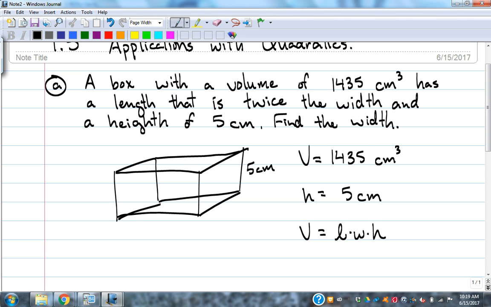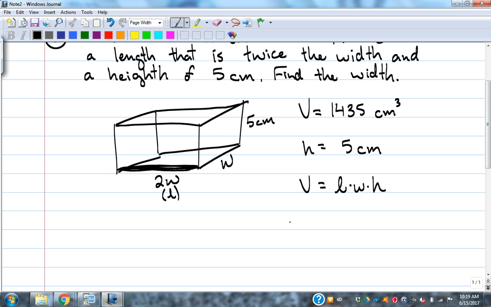The length is twice the width. So whatever the width is, the length, this side down through here, is twice that. So that means it takes the width and multiplies it by what? 2. So it's 2W is what the length is. Now we have all of the things that we need. We have the length, the width, and the height. We already knew the number on the height. So we could plug in the things we know into the volume formula.